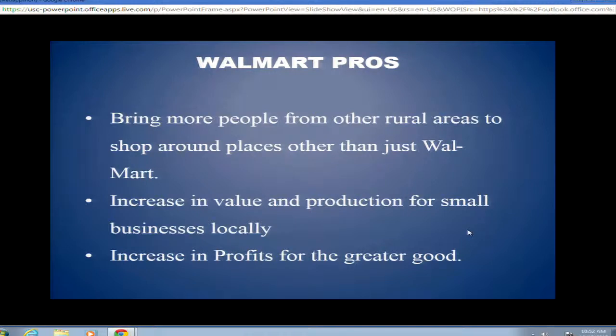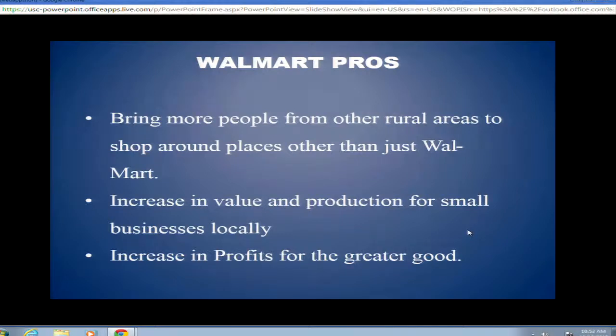All right. Exposure. Pretty much when you bring more people from other rural areas to shop other than Walmart, it really creates value in terms of helping the entire market or the entire structure of the small business entity of the rural area. It's also great for smaller production in some areas as well.